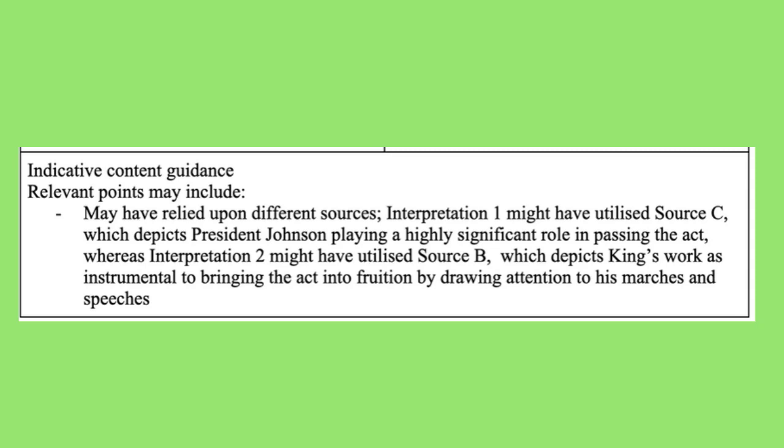Interpretation 2, on the other hand, might have used source C because that depicted King's work as instrumental to bringing the act into fruition by drawing attention to his marches and his speeches.